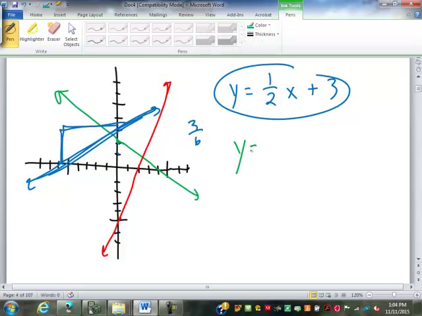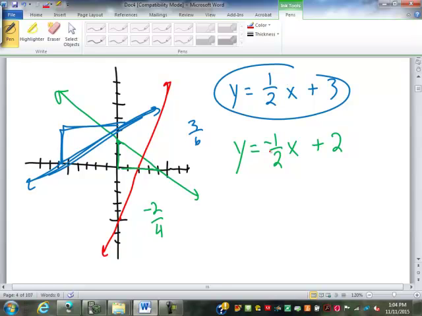Now for the green one, what's the plus or minus? It's a plus 2. This one goes down 2 and over 4. So negative 2 over 4, that is a negative 1/2 for the green one.